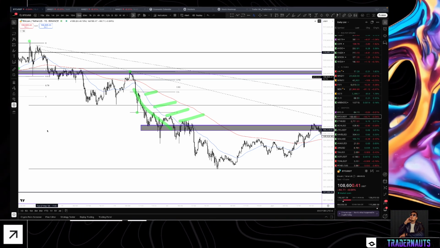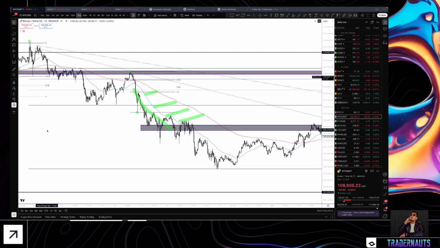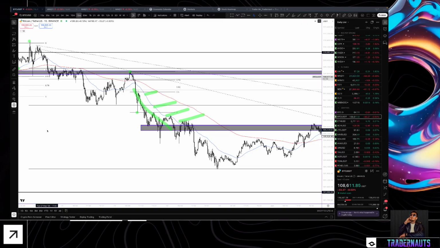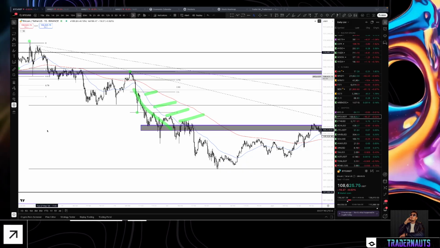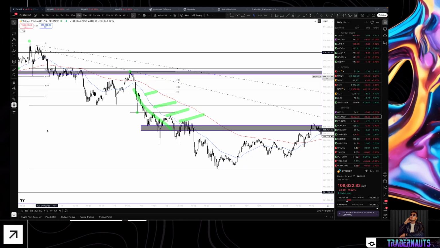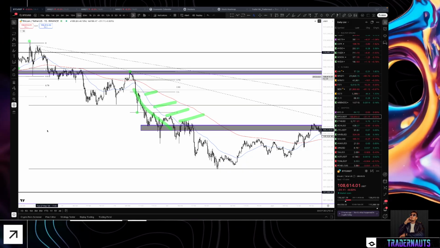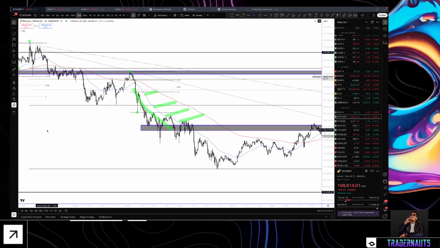So yeah, that's the Fibonacci, and don't use the Fibonacci by itself. Use it in confluence with other things. I like to use it with the EMAs because it helps me with my trade idea, and it gives me that extra confidence for me to get into that trade.